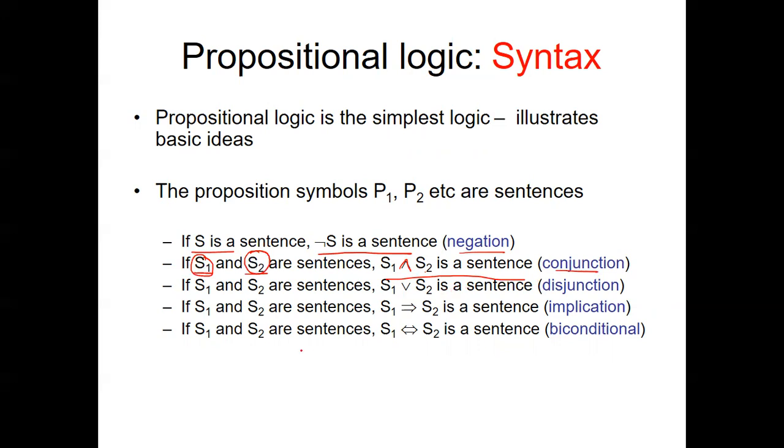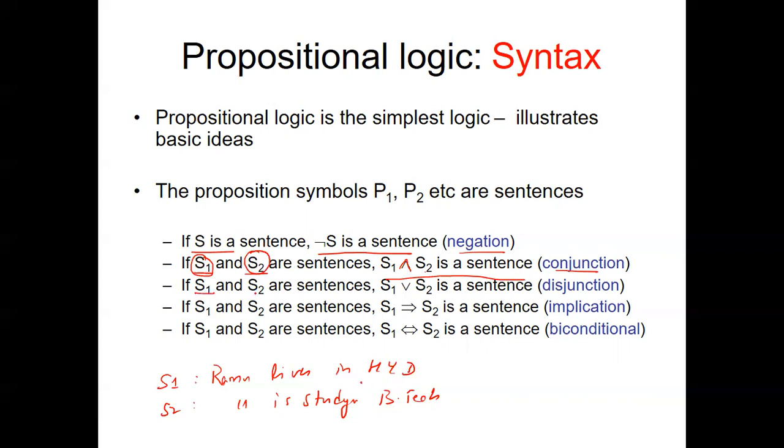Say for example, there is a sentence S1 which says that Ramu lives in Hyderabad. This is one sentence. There is another sentence S2 which says that Ramu is studying BTech. Then S1 and S2 is also a sentence. That is, Ramu lives in Hyderabad and Ramu is studying BTech. This is a sentence.